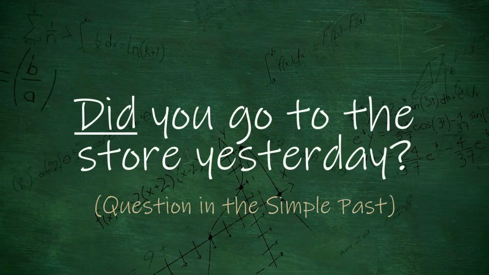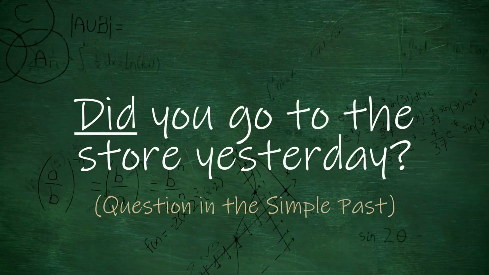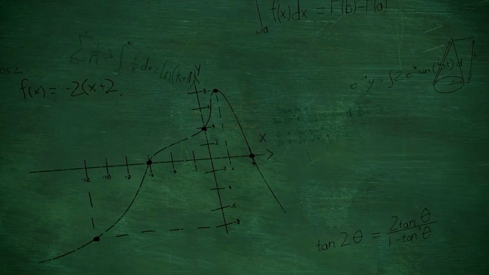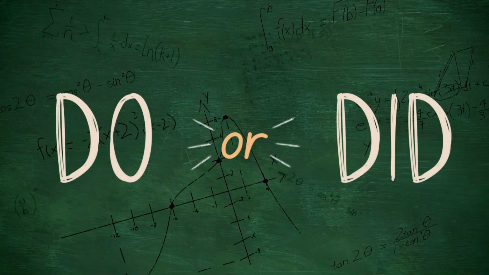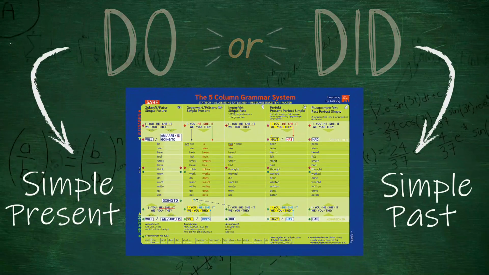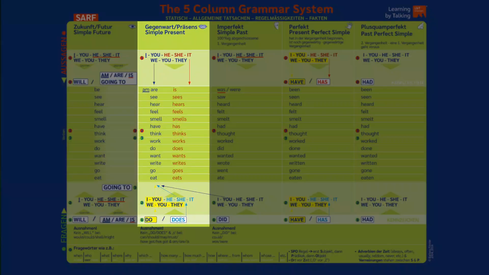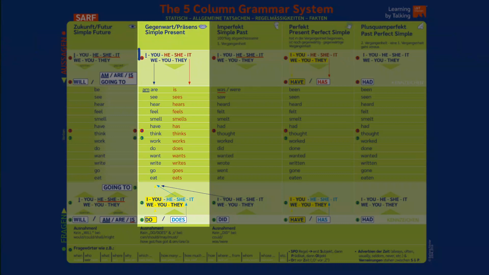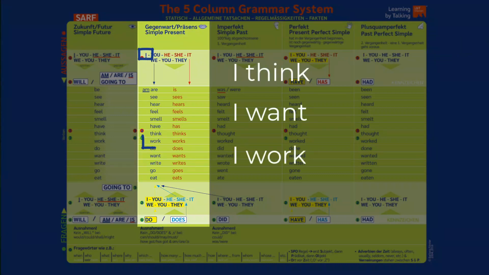For example, did you go to the store yesterday? She did not finish her homework on time. Very simply, whether to use "do" or "did" depends on the tense that you want to use. Let's look at the 5-column system and see how this works. The simple present is used to talk about things that are routine, standard, factual, static actions. I think, I want, I work, I feel, and so on.